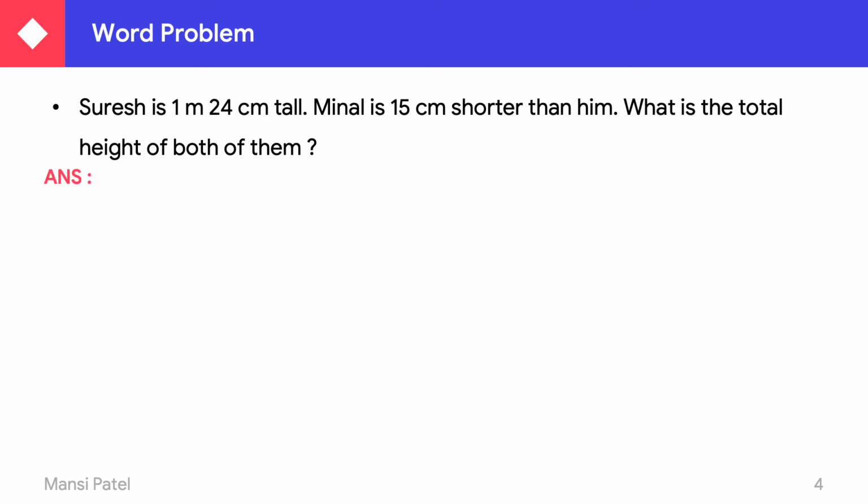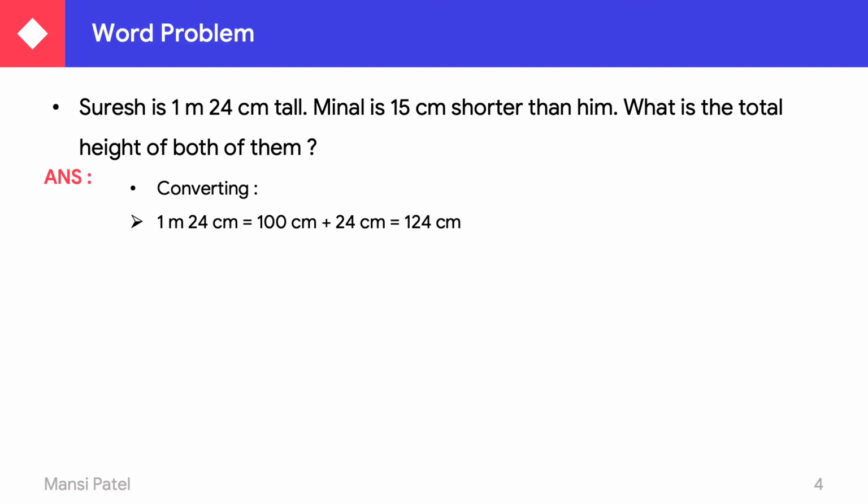First, you have to convert the height of Suresh into centimeter only. So first convert 1 meter 24 centimeter. As we know already, 1 meter is equal to 100 centimeter. So 100 plus 24 is equal to 124 centimeter.